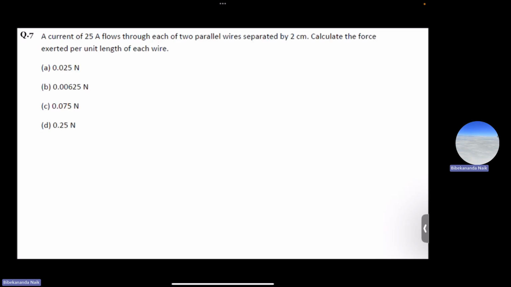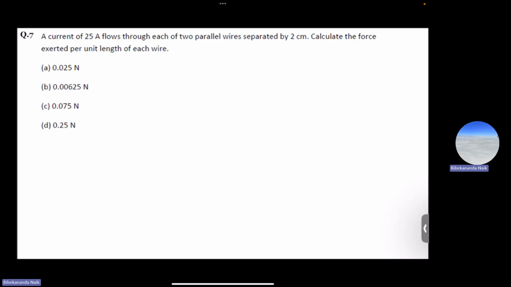Now question number 7. Question number 7 says a current of 25 ampere flows through each of two parallel wires separated by 2 centimeter. Calculate the force exerted per unit length of each wire. Options are option A 0.025 Newton, option B 0.00625 Newton, option C 0.075 Newton, and option D 0.25 Newton.